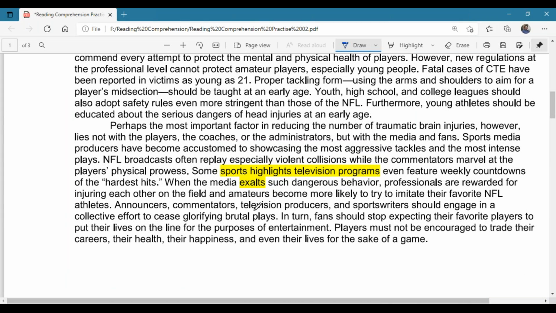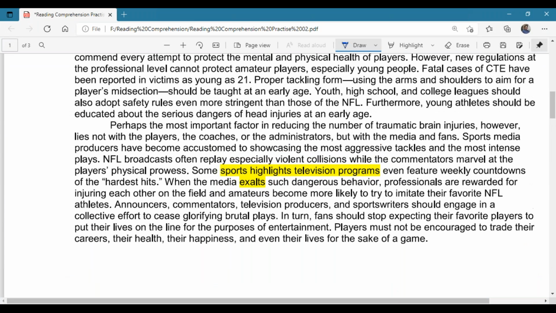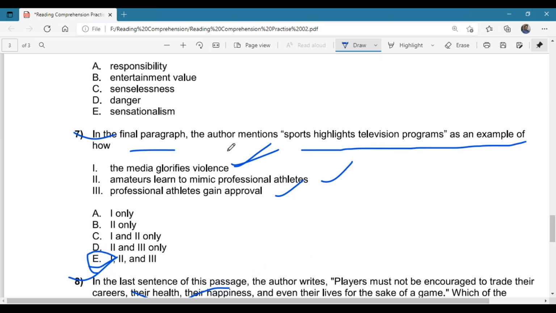See, media executes all kinds of, what is it mentioned here? Yeah, media glorifies violence. Glorifies in the sense, media highlights violence. Sports media producers have become accustomed to showcasing the most aggressive tackles and the most intense plays. Especially violent collisions, while the commentators marvel at the players' physical prowess. And it also shows off the hardest hits. Weekly countdown shows us hardest hits. That means these 2 or 3 lines prove that media glorifies violence. Correct? Will you accept that?